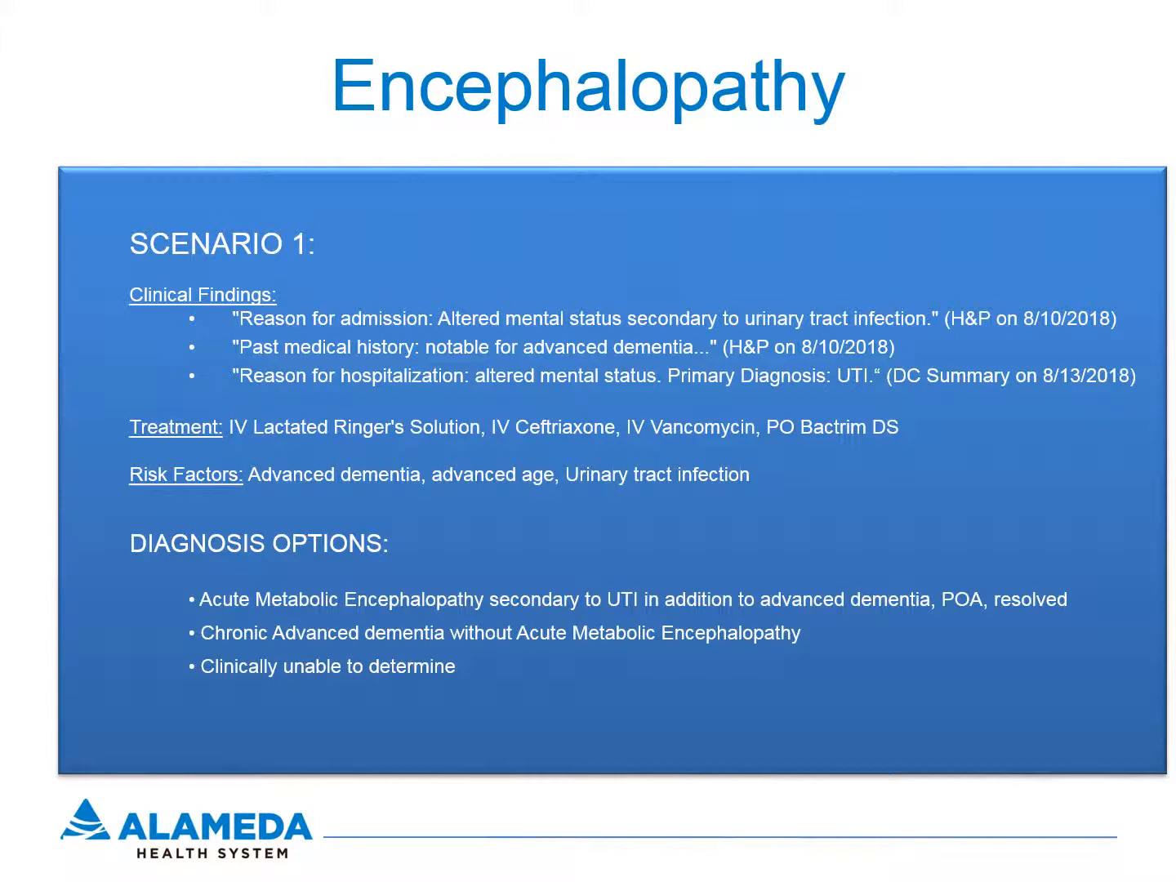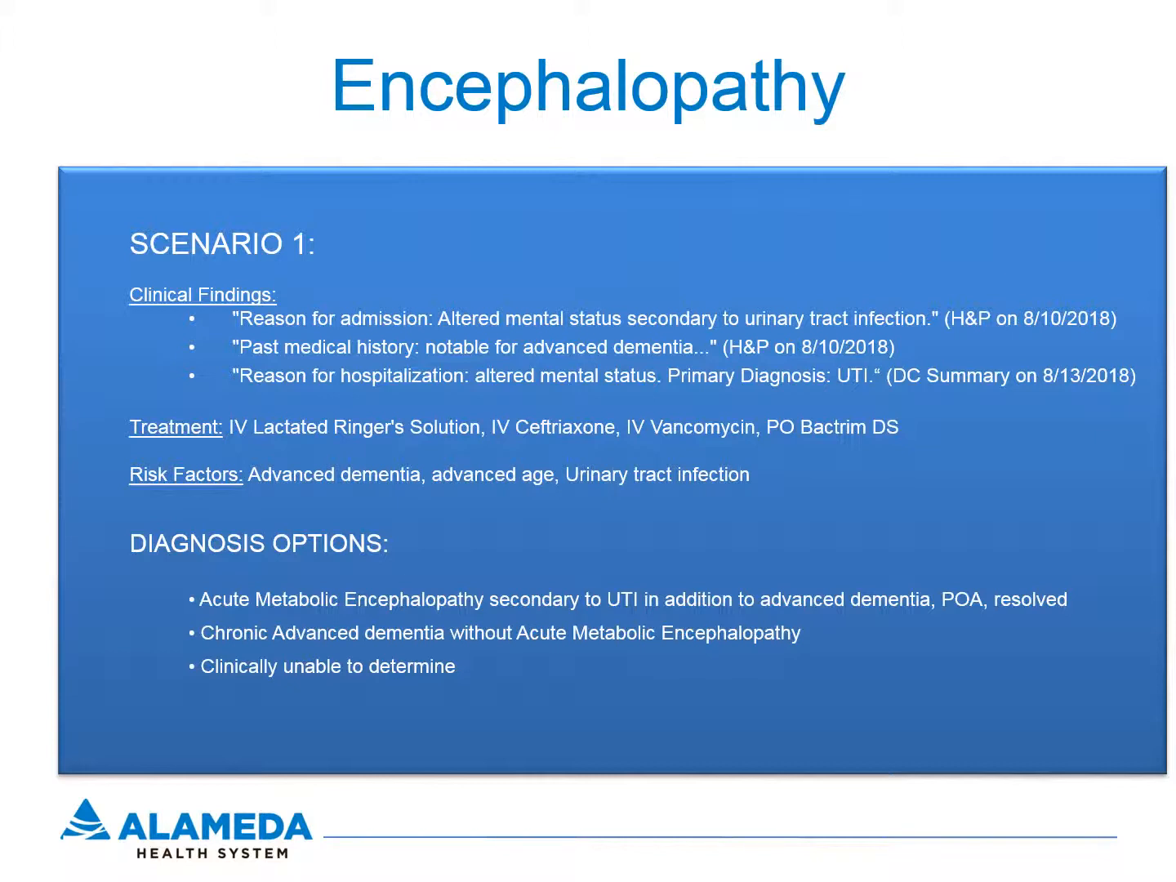Remember, encephalopathy is short-term, treatable, and can be resolved, but the advanced dementia was present on admission and is not resolvable. Another option in this particular scenario could be that the patient has chronic advanced dementia without acute metabolic encephalopathy, not typically likely when there's an alteration in behavior or altered mental status. Altered mental status indicates something different than the baseline that's normal for the patient, or you're clinically unable to determine.